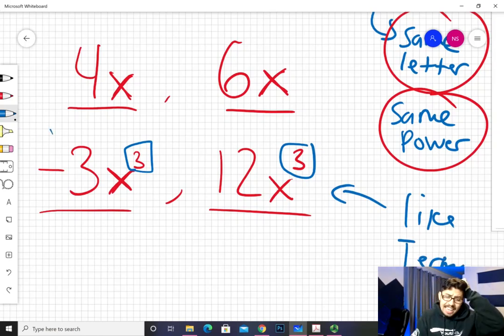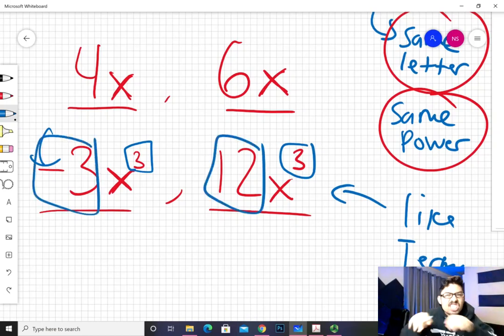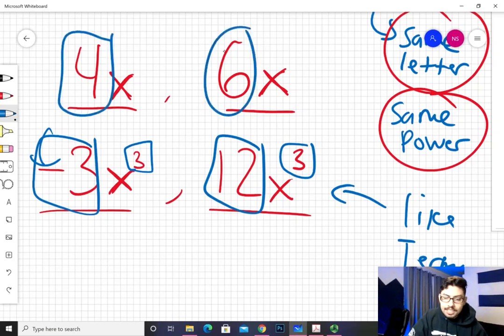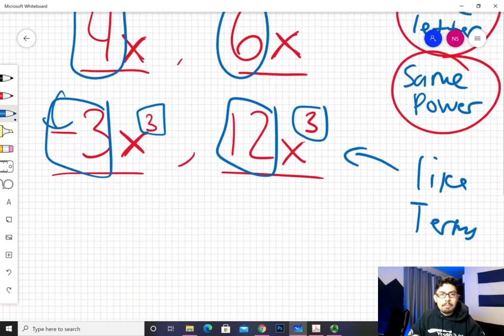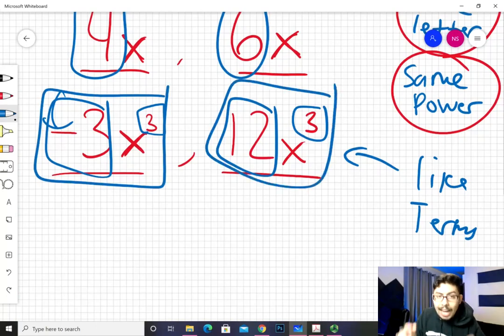But does that negative matter, Neo? No, the number never matters, all right? The negative 3 and the 12, they're just numbers. The 4 and the 6, they're just numbers. They might be negative, they could be fractions, they could be decimals. The number never matters. You're just looking at whether your 2 terms have the same letter, and if those letters have the same power. That is all we're looking for, my friends.